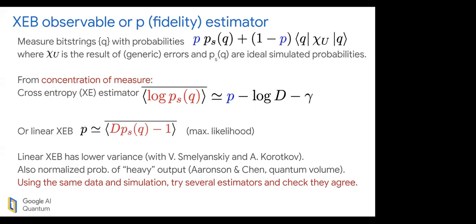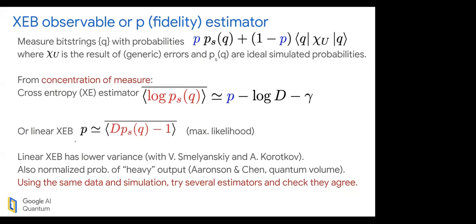So we can do that with multiple observables because all that we need is concentration on the noise and not concentration on the ideal output. So if we choose, for instance, as an observable, the logarithm of the ideal probabilities, this is what we call cross entropy. And then it turns out that when you average over the bit strings that you measure, you calculate the probabilities and then you take the log. You will get something that looks like the fidelity minus the logarithm of the dimension of Hilbert space minus some constant, which is the Euler constant gamma.